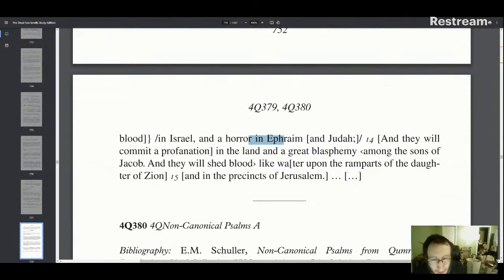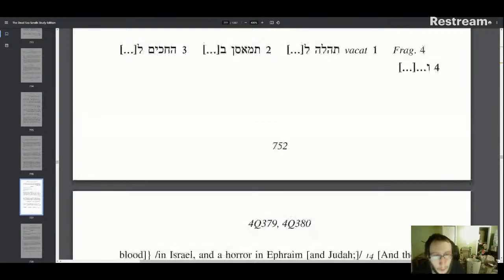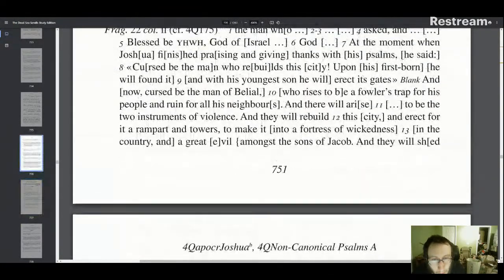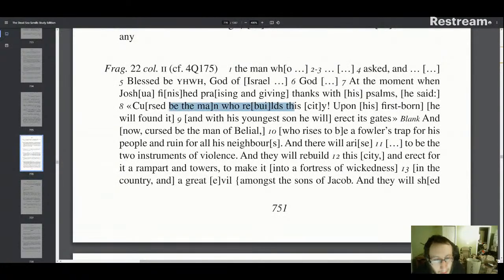They're saying this part here was added here, or was put here and should have been here or something. The scholars think. "They will commit profanation in the land and great blasphemy among the sons of Jacob, and they will shed blood like water upon the ramparts of the daughter of Zion and in the precincts of Jerusalem." So this is a full lecture thing, not in our copies. The only thing that's in our copies is where it says, cursed be the man who rebuilds the city.